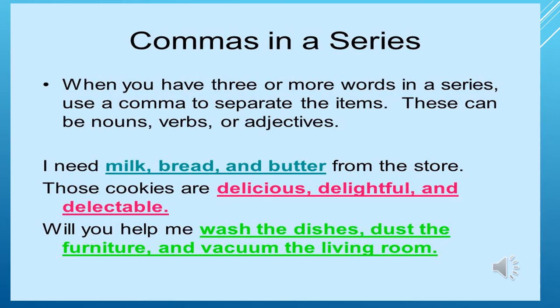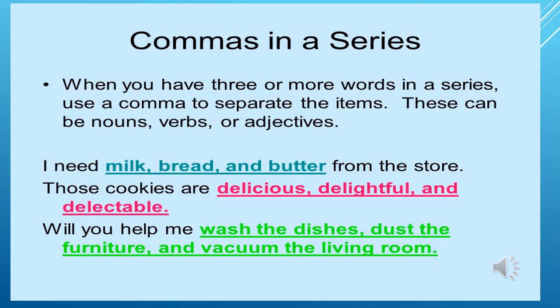In this sentence, milk, bread, and butter are all the things we need to buy. And if we put too many together, it's very difficult to read, especially if we say, I need milk and bread and butter and cookies. It becomes very difficult to read. So we replace the word and sometimes with a comma. Sentence 2: those cookies are delicious, delightful, and delectable. These are very big adjectives that help us to describe how the cookies taste.